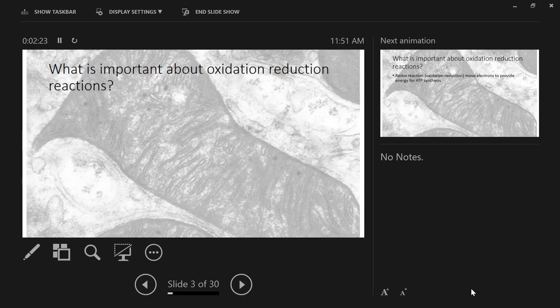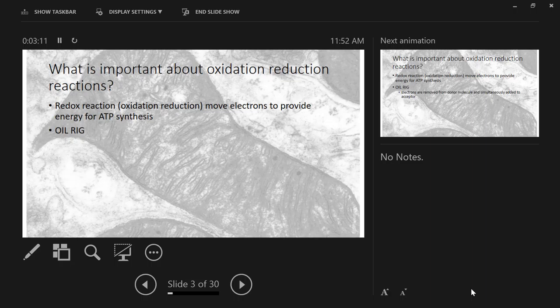All right, so first question. What is important about oxidation reduction reactions? These reactions, which we can abbreviate as redox reactions, move electrons. And when you move electrons, you create electrical energy. That electrical energy can be used to synthesize ATP. So these redox reactions fuel electrical energy, and that electrical energy fuels the condensation reaction that takes ADP and an inorganic phosphate and makes ATP.